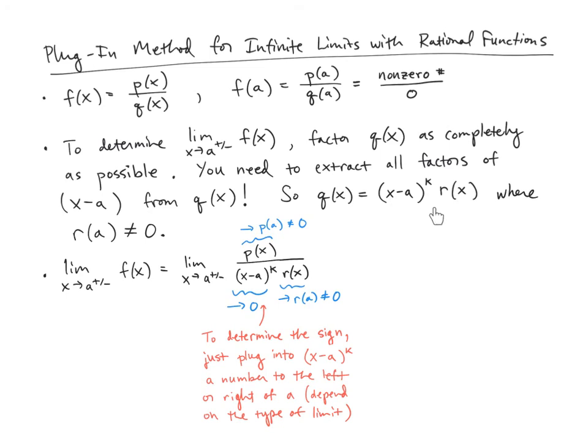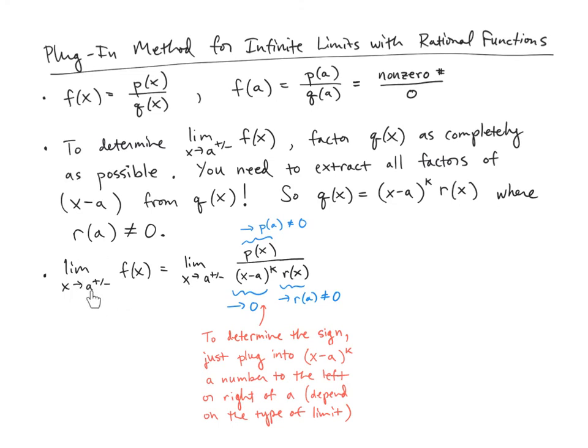And when you do that, then you're going to have your polynomial factored, so you have all the factors of x minus a that you've extracted, and then some remaining polynomial which doesn't vanish when you plug a in. Because if this vanished when you plugged a in, that would mean there was an extra factor of x minus a in here that you should have pulled out. Okay, so we have this situation here.